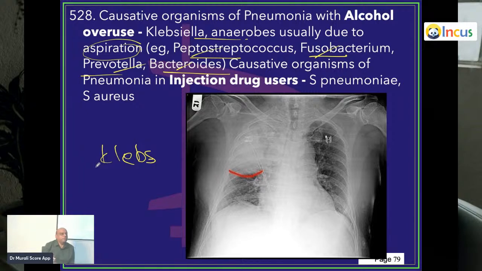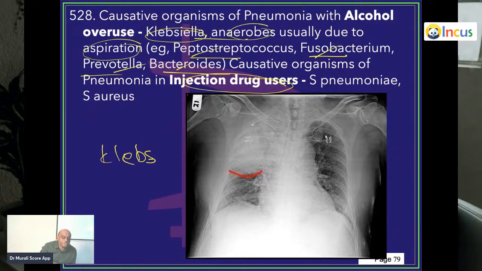Tomorrow, day in and day out, you will be managing pneumonia cases, whether you are an obstetrician, gynecologist, physician, or dermatologist. You should know how to manage pneumonia of your own parent who is aging, right? So that's the reason. Alcoholic overuse leads to Klebsiella and anaerobes.